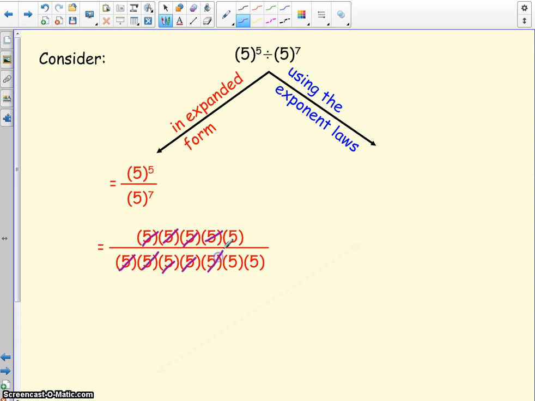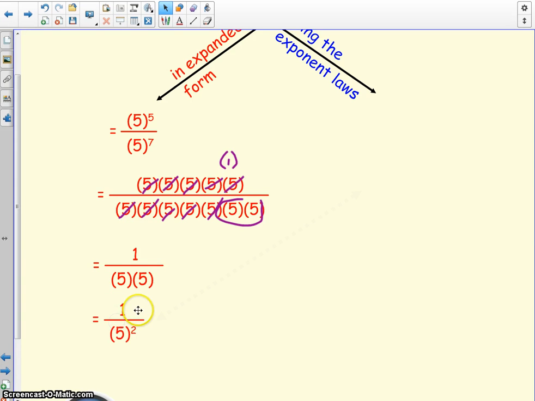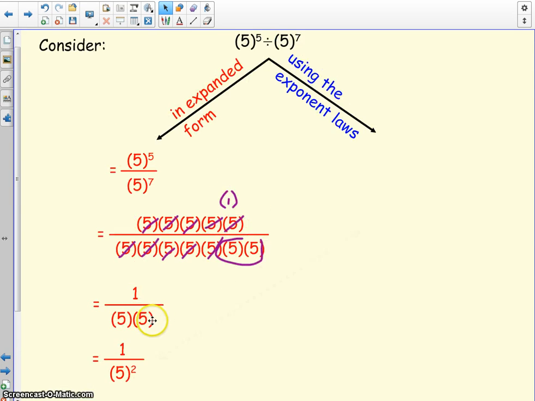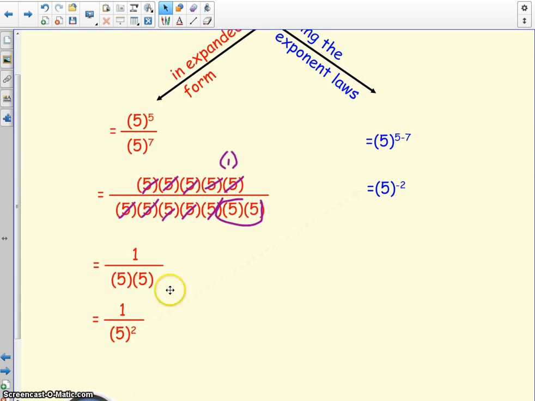We're going to be left with nothing in the numerator except 1. Okay, and the denominator we have these 2 5's. So this simplifies into 1 over 5 times 5, which is 1 over 5 squared. Okay, in our exponent laws, using the division rule, we'd subtract the exponents. We'd have 5 to the exponent of 5 minus 7, which becomes 5 to the negative 2. So that means 5 to the negative 2 and 1 over 5 squared are actually the same.